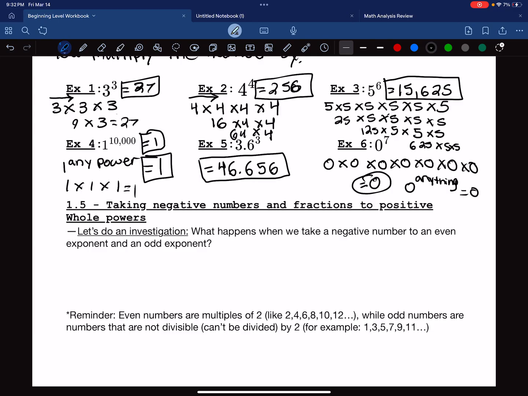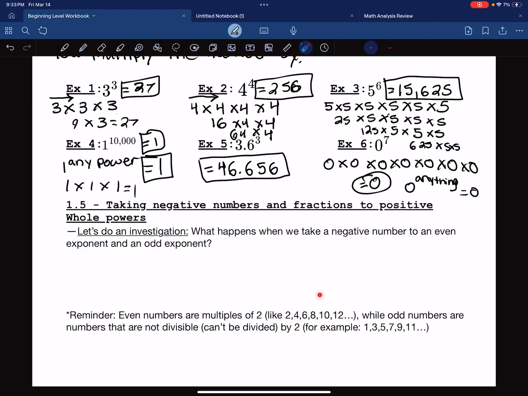To start off, let's read this investigation that we would like to do. The question is, what happens when we take a negative number to an even exponent and an odd exponent? Also, if you need a reminder, down here I have that even numbers are multiples of 2. For example, 2 is an even number, 4 is an even number, 6, 8, 10, 12, 14, 16, and so on.